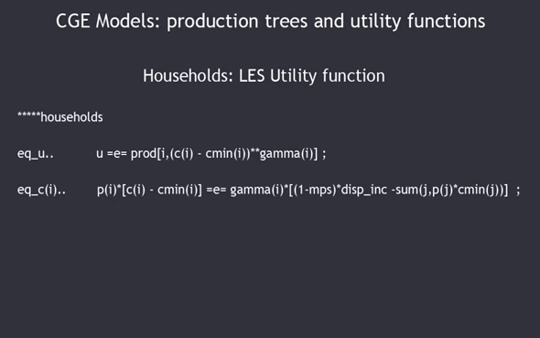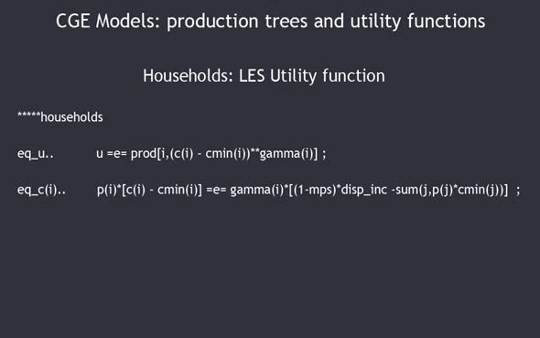Equations become: U is equal to the product over i of the difference between C in sector i and Cmean in sector i, at the power gamma. So it looks like the Cobb-Douglas, except that what is put at the power gamma is not the volume of consumption, but the difference between consumption in volume and minimal consumption.